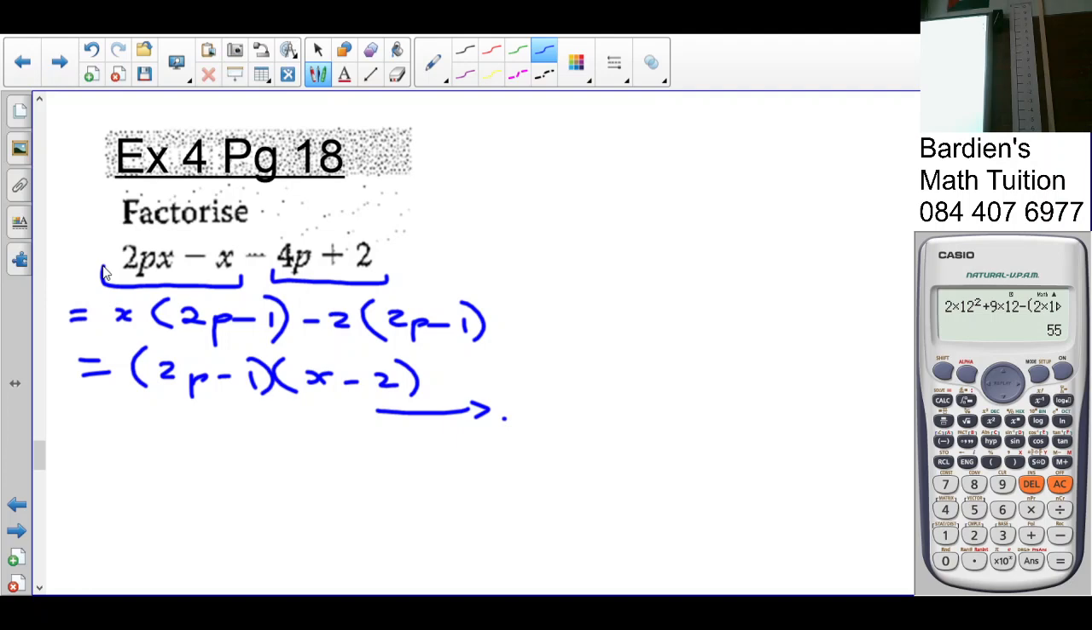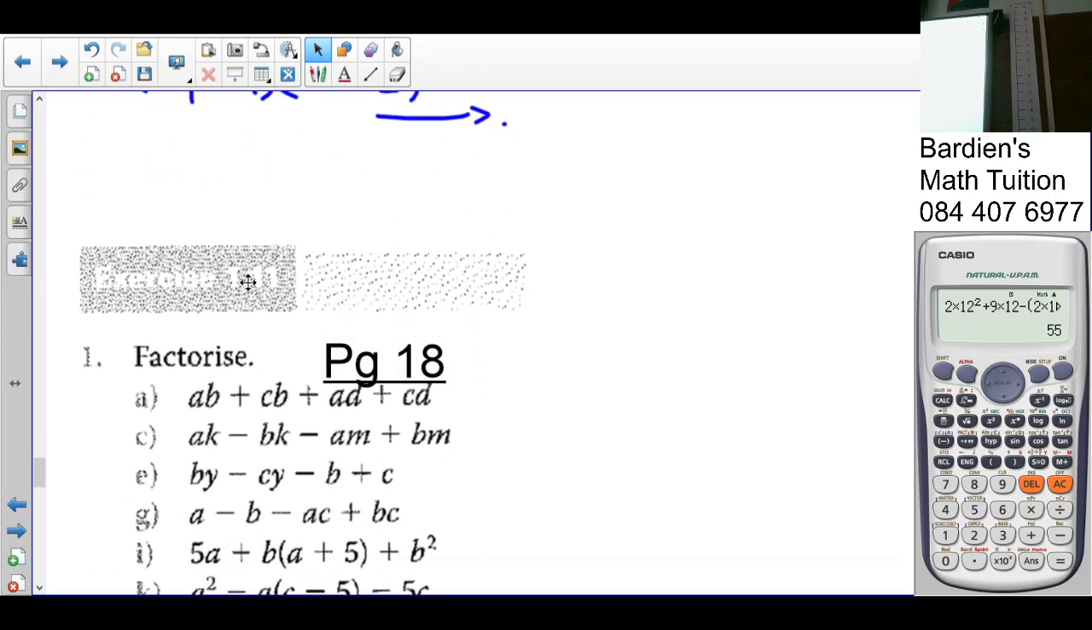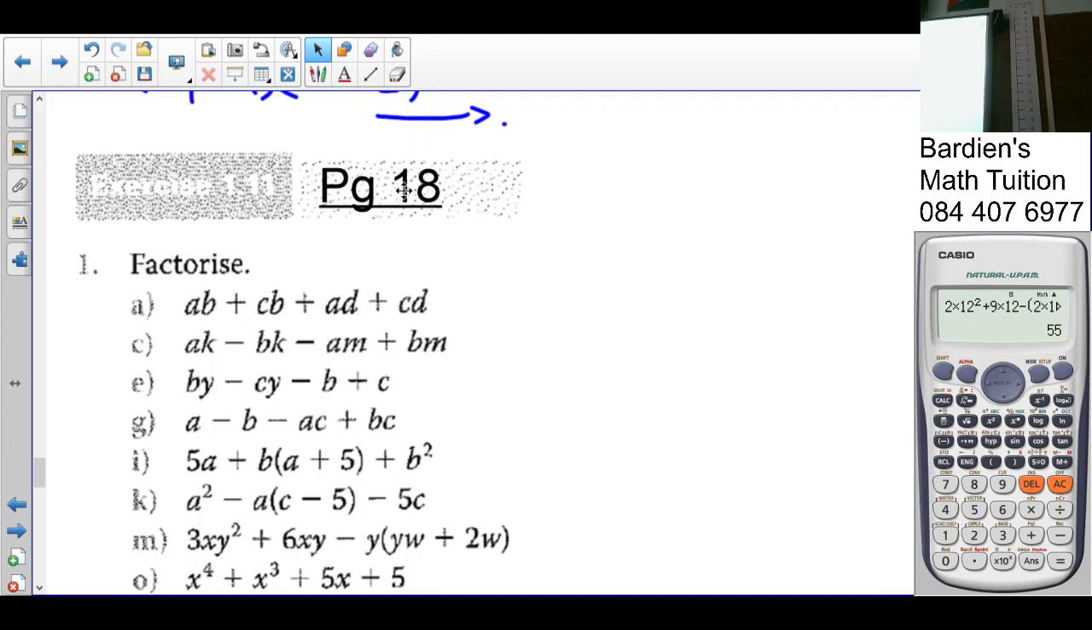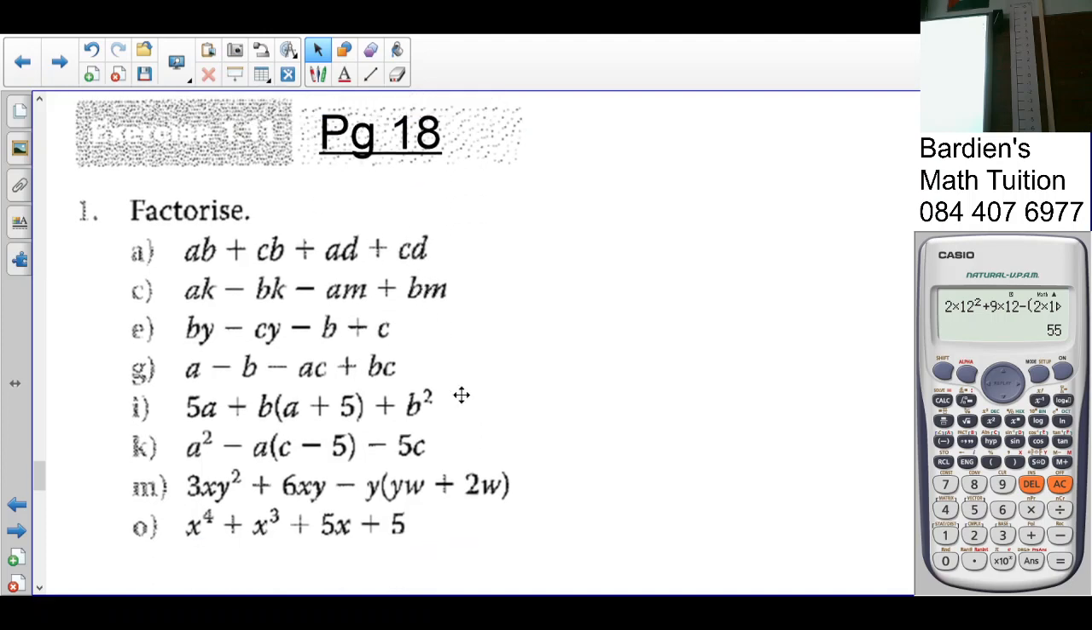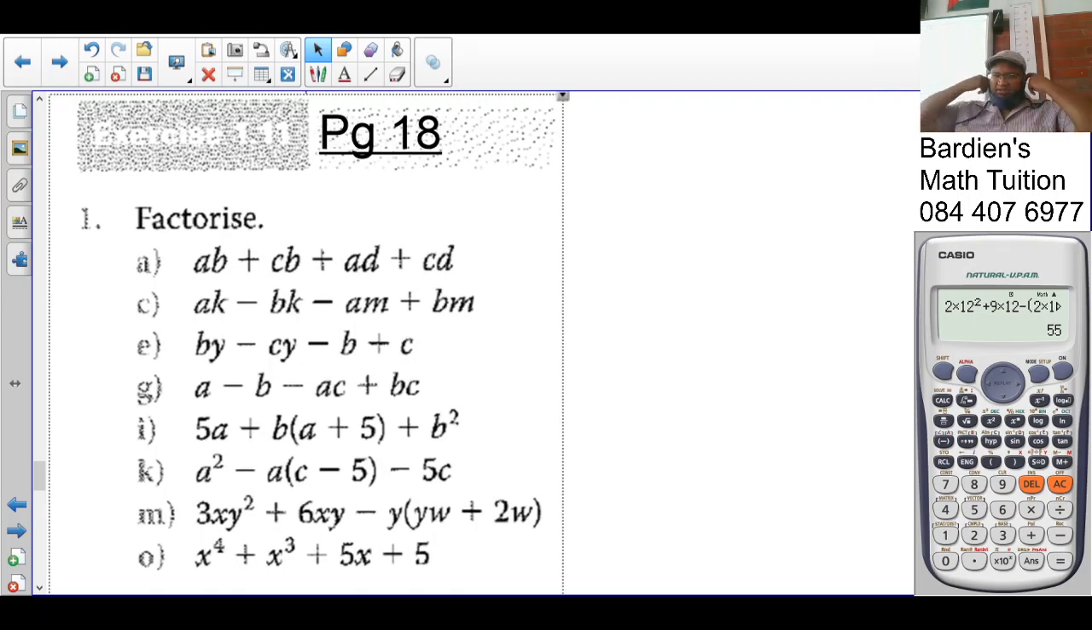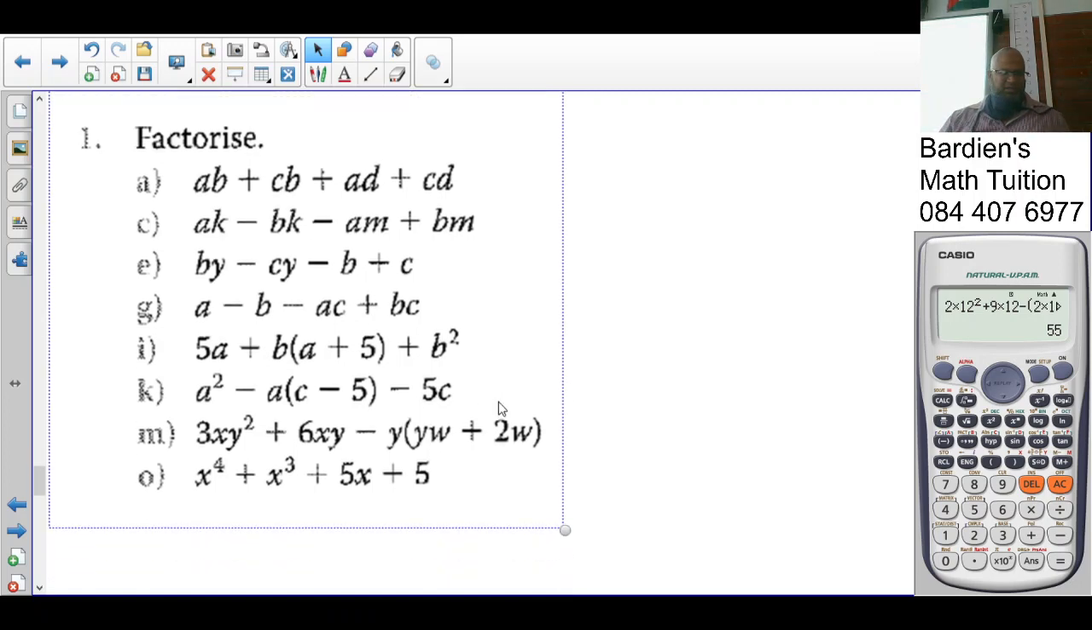Okay. So what I'm going to do is, we're going to do a few sums out of exercise 1.11, page 18. We're going to do the first column. Okay, I'm going to pause the video, and then you guys can just complete this quickly. Okay, is that okay? Okay, so at this point we are finished.